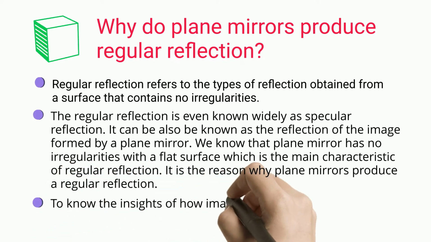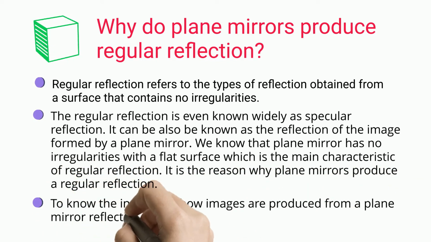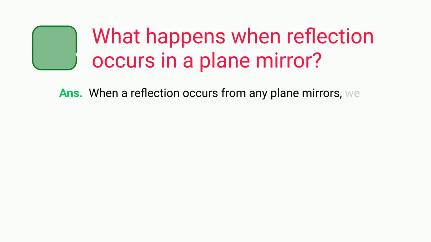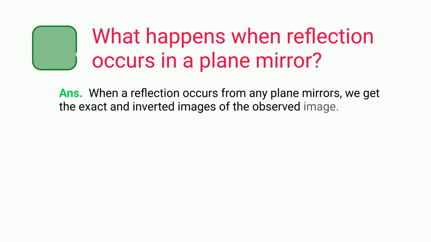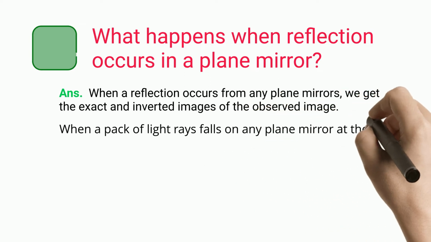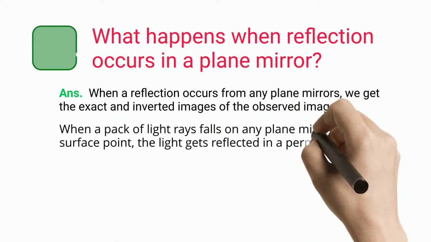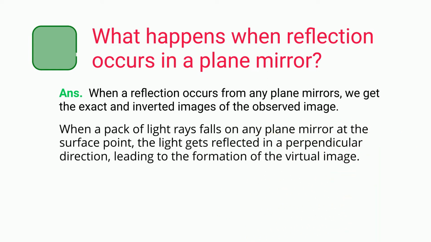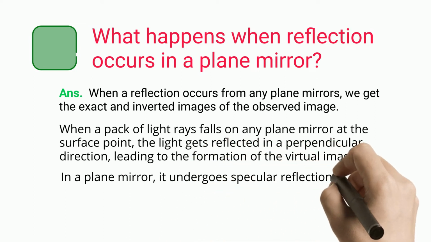To know the insights of how images are produced from a plane mirror reflection: what happens when reflection occurs in a plane mirror? When a reflection occurs from any plane mirror, we get the exact and inverted images of the observed image. When a pack of light rays falls on any plane mirror at the surface point, the light gets reflected in a perpendicular direction, leading to the formation of the virtual image. In a plane mirror, it undergoes specular reflection.